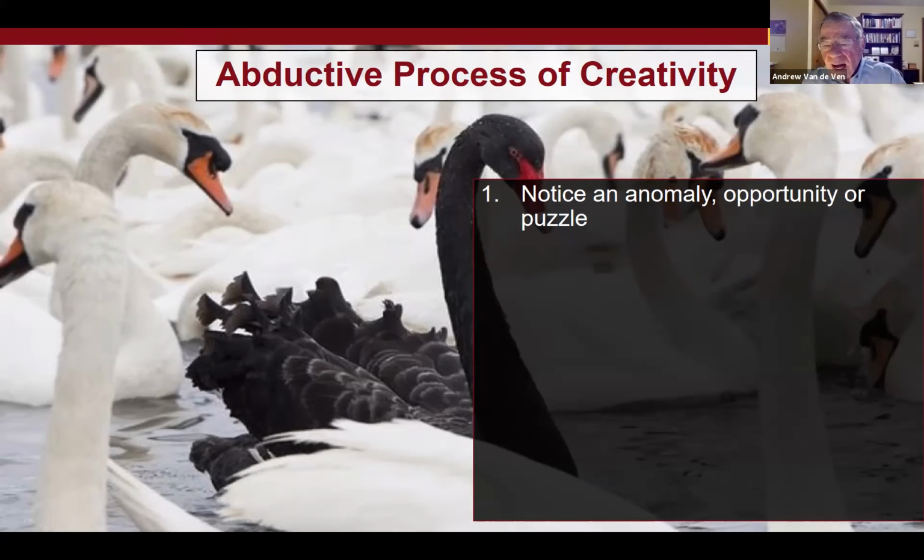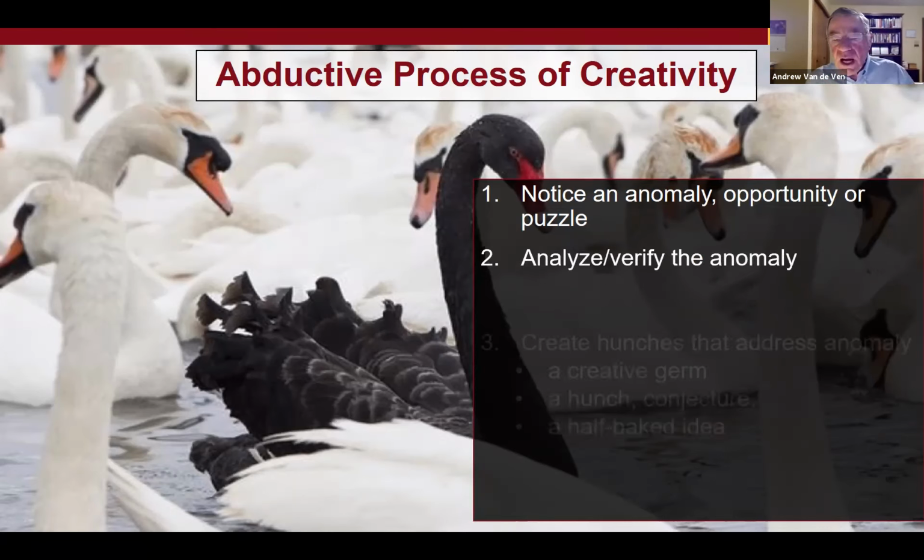So by induction, if this is a valid sample of a population, I will have to conclude that 90% of swans are white, 10% are black. By deduction, I would therefore conclude that I have to reject my hypothesis that all swans are white. But by abduction, now I notice this anomaly and I ask myself, what's going on here?